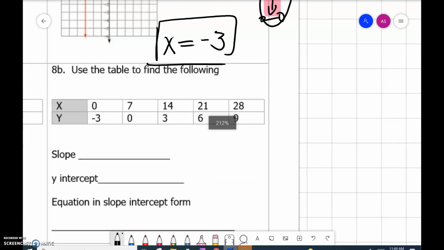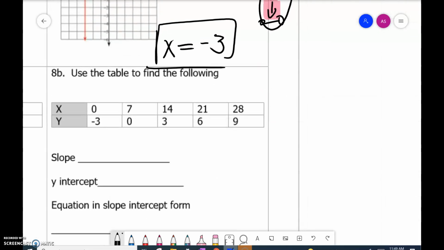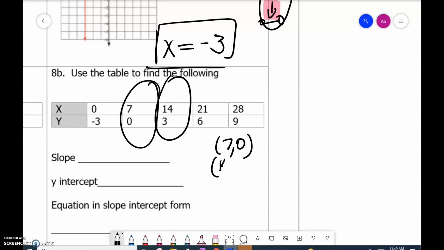The next one, I'm going to find the equation given a table. So I want to find my slope. You find a slope by picking 2 points. Notice that this table is horizontal. Some people get confused with that. So if you want to write it out vertically, you can. So I have 7, 0, and 14, 3. This is going to be my x1, y1, x2, y2. So I have 3 minus 0 and 14 minus 7.